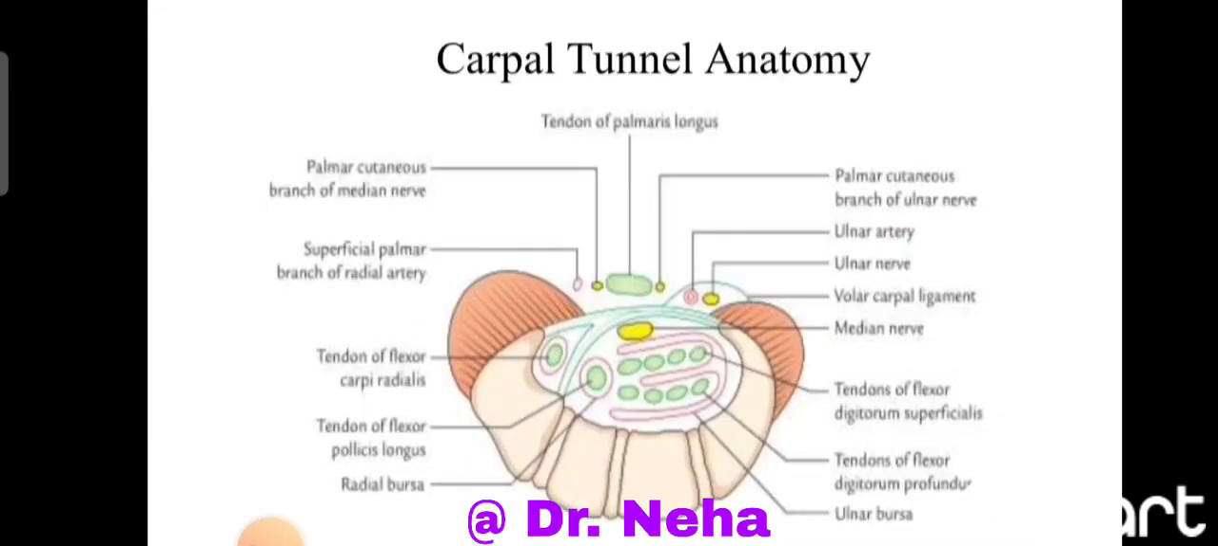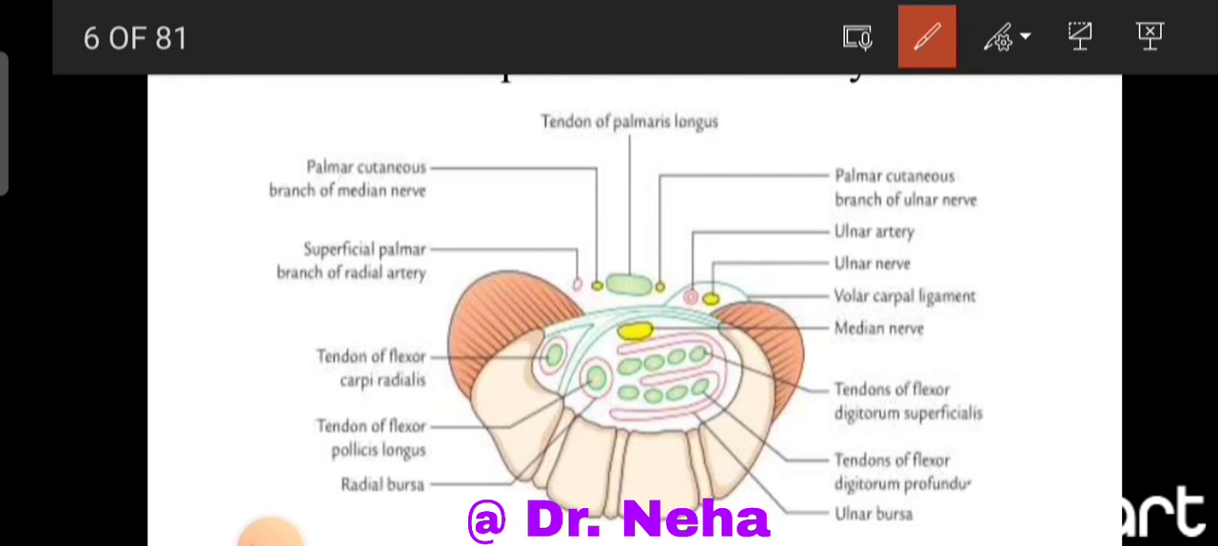Then the contents of the carpal tunnel. These are composed of the flexor tendons as well as the median nerve. So these are the structures which are passing through the carpal tunnel. Then the structures which are passing superficial to it are the palmar cutaneous branch of the median nerve, the superficial branch of the radial artery, the tendon of palmaris longus, the palmar cutaneous branch of the ulnar nerve, and the ulnar artery and nerve.